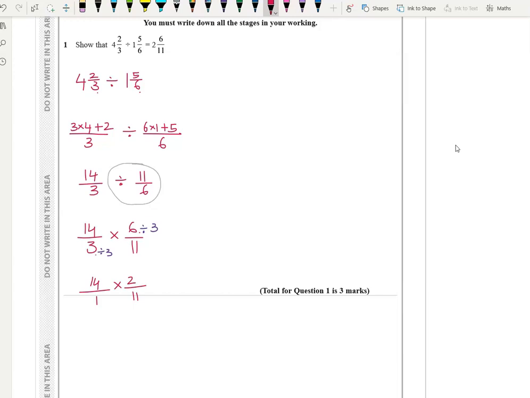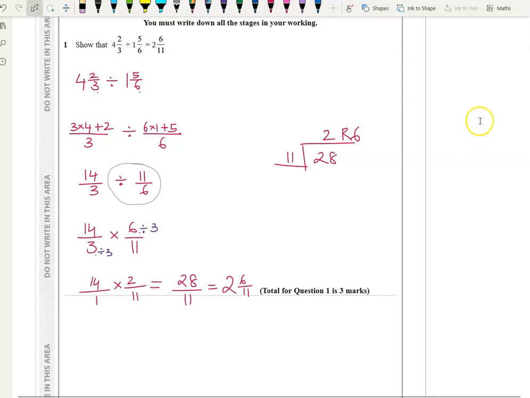We cannot simplify it more, so 14 times 2, multiply both the numerators, you get 28, and 1 times 11 is 11. Since it is again an improper fraction, we can convert it into a mixed number. Now from 28 you can divide 11 only 2 times. 11 twice is 22 with a remainder of 6. So your answer will be 2, your remainder is 6, over 11.